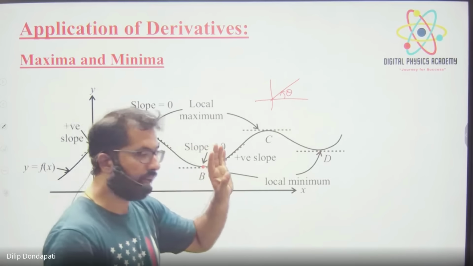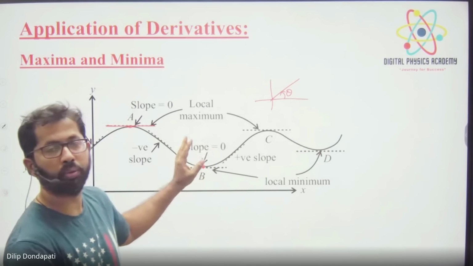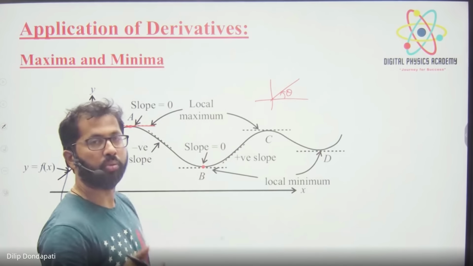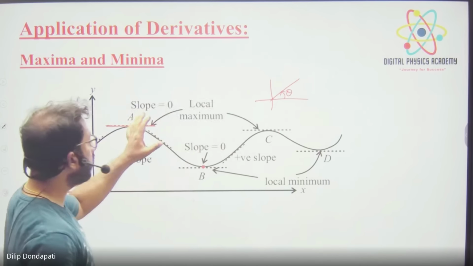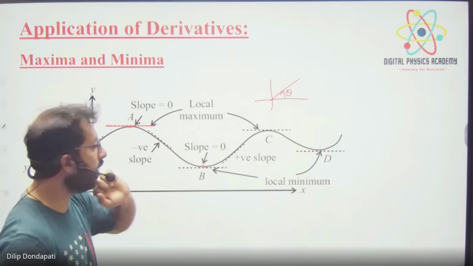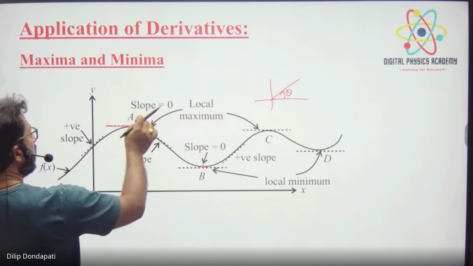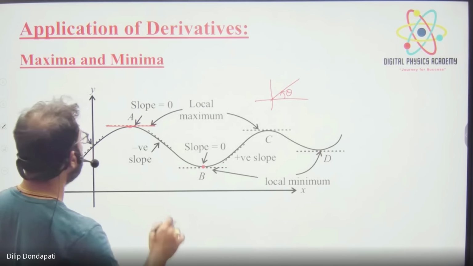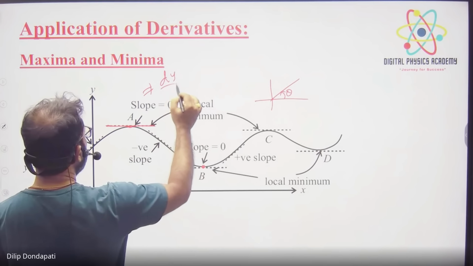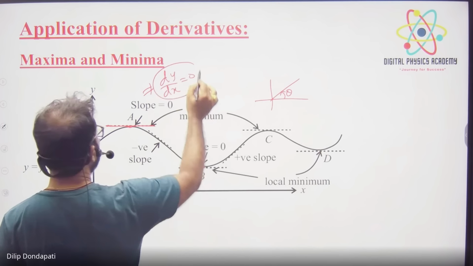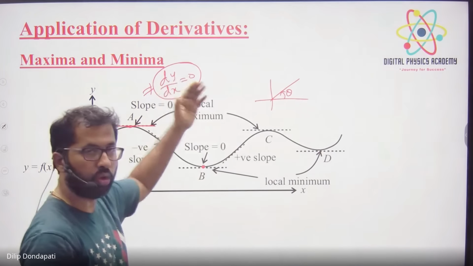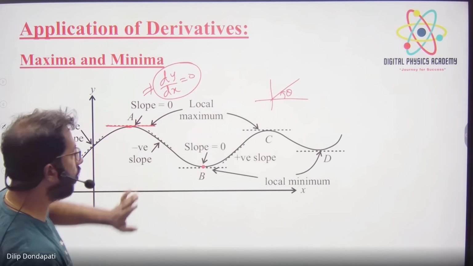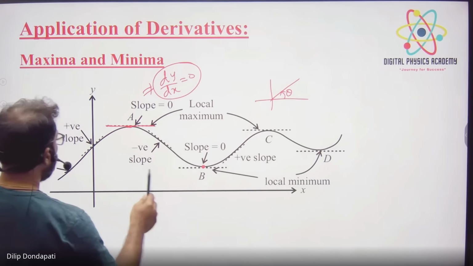So the first condition for maxima or minimum is that definitely the slope should be 0. Slope 0 means differentiation is 0. Slope is nothing but differentiation. Slope means differentiation. Differentiation is 0, right? So the first condition is that dy by dx should be 0 for both maximum and minimum. That is the first condition: dy by dx is equal to 0. For slope to be 0, I told you differentiation is nothing but slope. To find the point, we have to equate this dy by dx equal to 0.